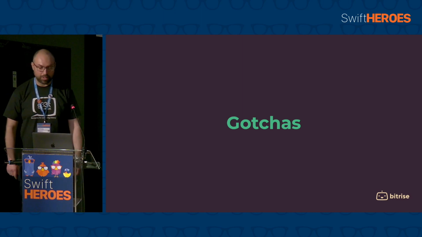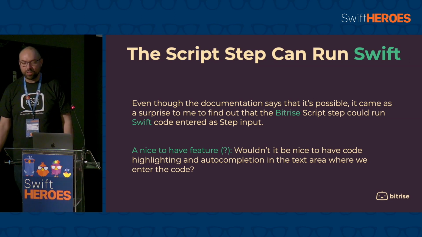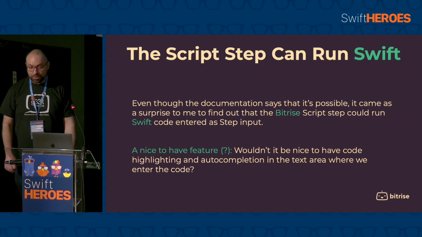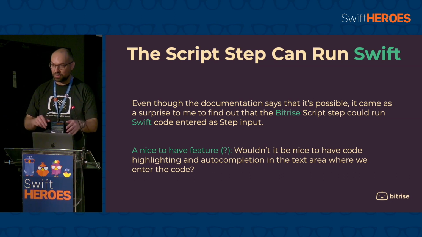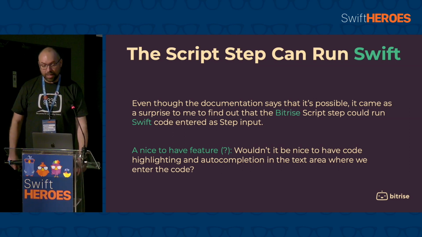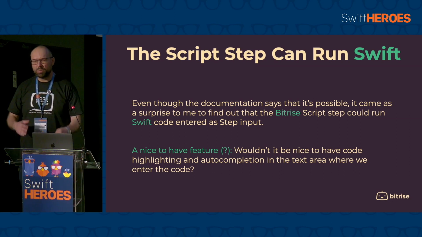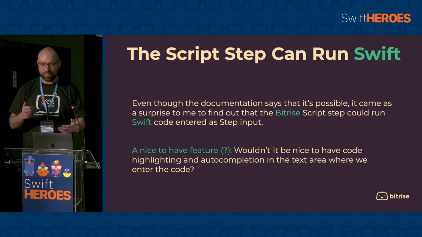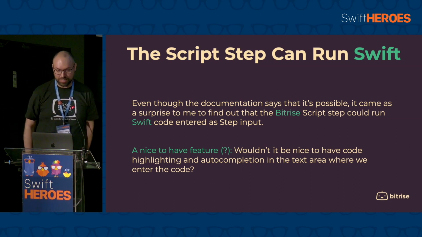But there were a few gotchas. The first one is that I actually didn't know that the script step at Bitrise can run Swift, let's say, natively. Even though the documentation says that you can use any tool like Ruby, Python, I didn't figure out that I could just write Swift and then write my Swift script in the text area, and then Bitrise will read it and execute it correctly. Then I discussed this with my colleague, and they told me, well, wouldn't it be nice if instead of the text area we had something that would be highlighting our Swift code? So yes, that would be amazing.